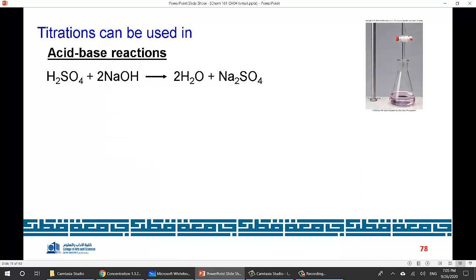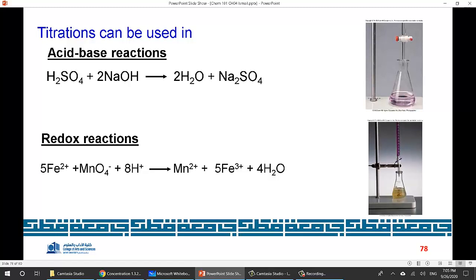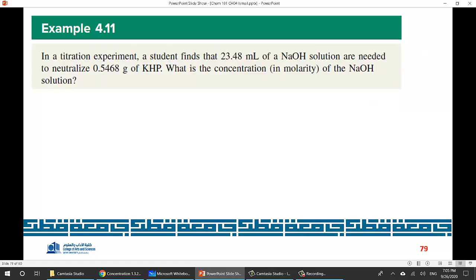Now, titrations can be used in acid-base titrations, okay, like this reaction, the sulfuric acid plus NaOH. Also, it could be used in redox reactions. So titration is not only for acid-base reactions. There are so many types of titrations, and one of them is also redox reactions. Here is another example of iron 2 plus ions reacting with MnO4, such as KMnO4, and that also involves a color change.